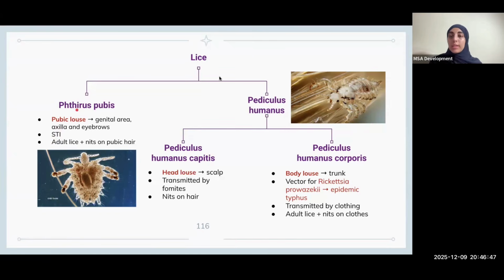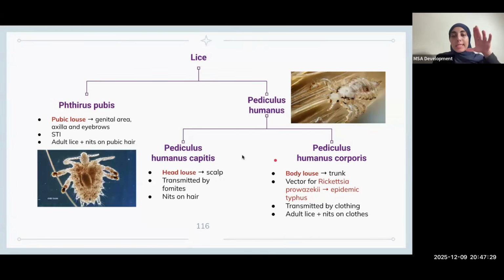The other group, which is Pediculus humanus, is the one that can either infest the scalp or the trunk and the body. Okay, this is how Pediculus humanus looks. And if it's capitis, it infests the scalp, the hair on the scalp, and you see the eggs on the hair. You don't really see the adult a lot, mostly the eggs. And if it's corporis infesting the body, you see both the adult and the egg. Okay? Both of them are transmitted by fomites or clothes, in contrast to the pubis, which is an STI. These two Pediculus groups are by clothes or fomites.